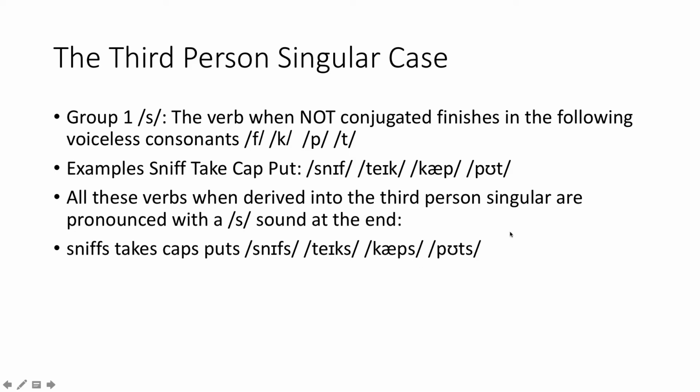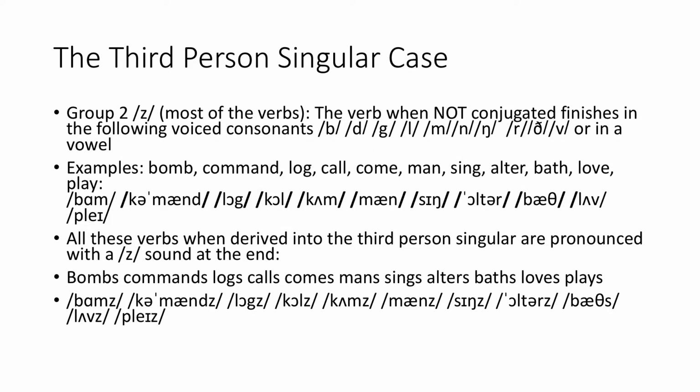The sad part about this one is that it's the easier one. However, this is not very common, because most of the verbs in English actually belong to the second group. In group 2, we have the pronunciation z at the end of the verb when we make the conjugation. Again, you need to check if the verb when not conjugated finishes in any of the following voiced consonants, which are b, d, g, l, m, n, ng, r, th, v. Or also if they finish in a vowel. This is the biggest group. I'd say that probably 60% of the verbs in the English language, when they're conjugated into the third person, follow this rule. Here are some verbs that finish in some of these consonants: bomb, command, log, call, come, man, sing, alter, bathe, love, and play. All these verbs, when derived into the third person singular, are pronounced with a z sound at the end.